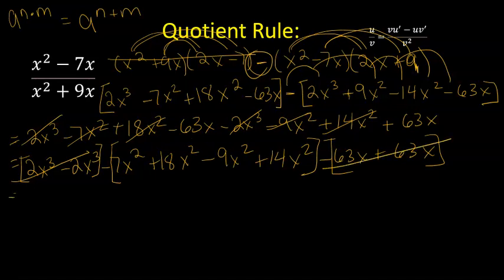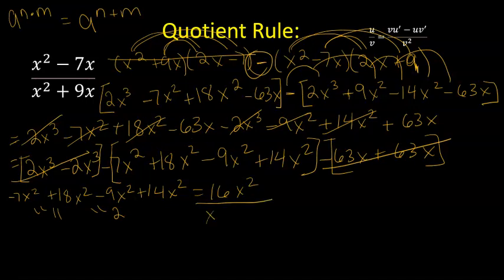So what do I have left? I have negative 7x squared plus 18x squared minus 9x squared plus 14x squared. All of them at the same base. So negative 7 plus 18 gives me 11, right? Minus 9 of 11 is 2, plus 14 gives me 16x squared. So I have 16x squared. There's nothing else I can do, so let me add that denominator I was neglecting the whole time. There, perfect. This is my final answer.